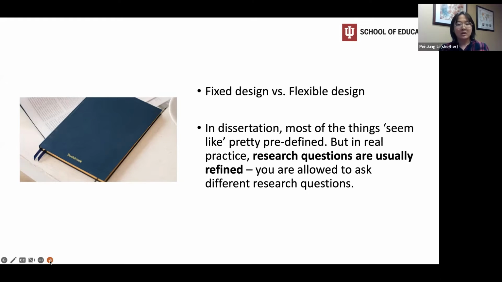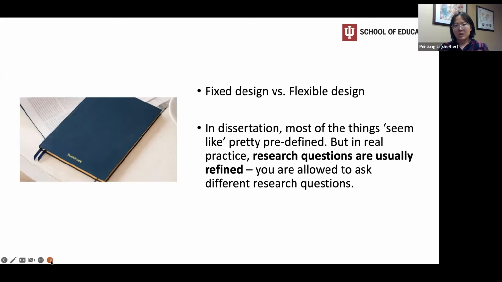So the common ways are, for example, experimental design, but there are also flexible designs. Again, like what I said, if you are conducting an ethnography project, then it is likely you will not know what it looks like until you get into the field. So you may likely adjust your research question or the research activity throughout the process.